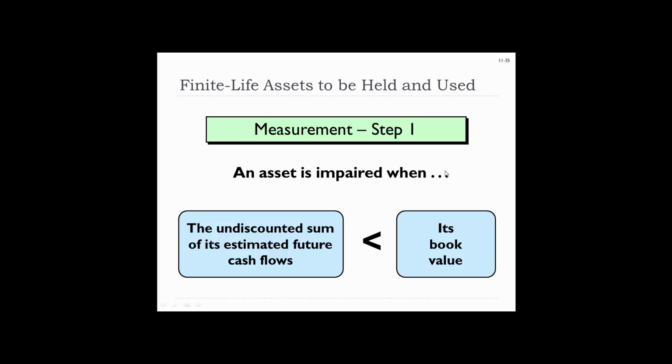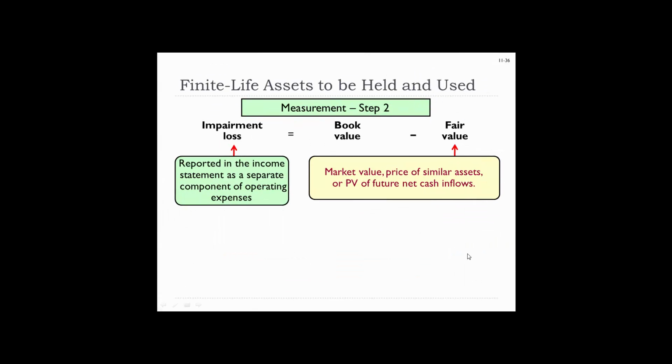Finite life assets to be held and used. An asset is impaired when the undiscounted sum of its future cash flows is less than its book value. We're actually going to stop here and not get into impairment. That will be a second video.